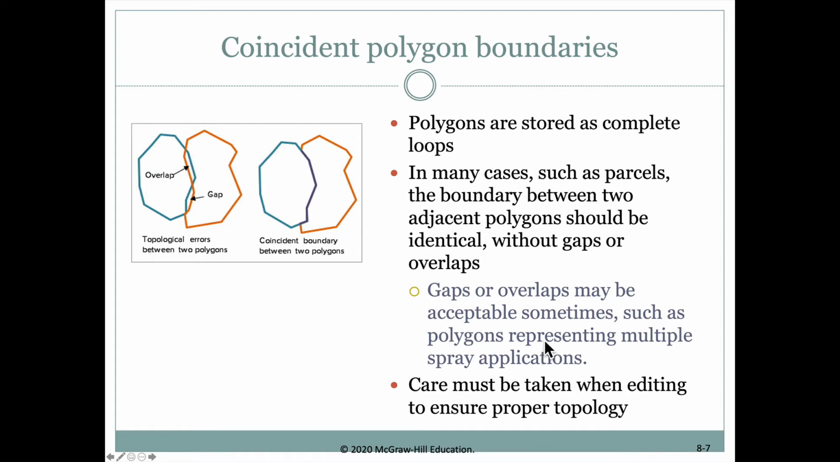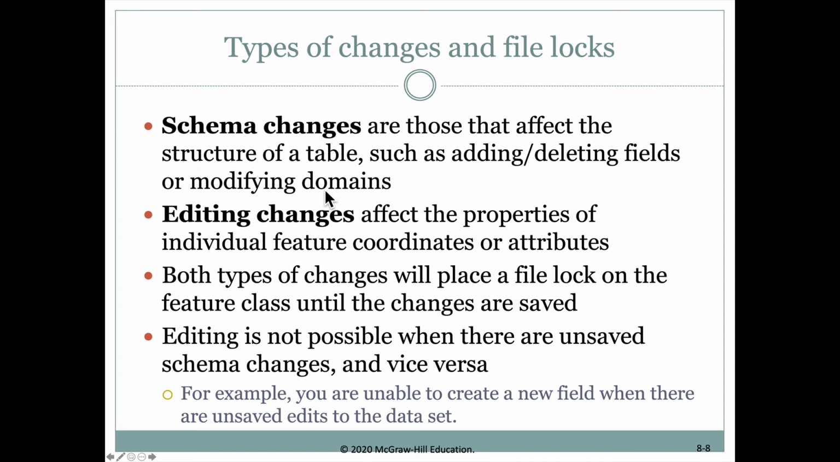For example, if we were spraying pesticide on an area and did that as two separate sprays, there might be some areas that get dosed twice and another area that doesn't get any application at all. So we have to keep in mind what we're trying to accomplish when we're editing these polygons. In the case of spraying, we would not want to edit these polygons. In the case of two different counties adjacent to each other, we would want them to have a coincident boundary.